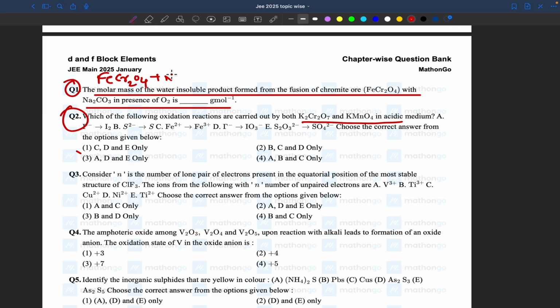FeCr2O4, when treated with sodium carbonate and oxygen, gives us Na2CrO4, which is soluble in water, and you get Fe2O3, and carbon dioxide is formed. So in this reaction the first compound is soluble, and we have Fe2O3 and CO2. CO2 is a gas which liberates out. So we have Na2CO3.